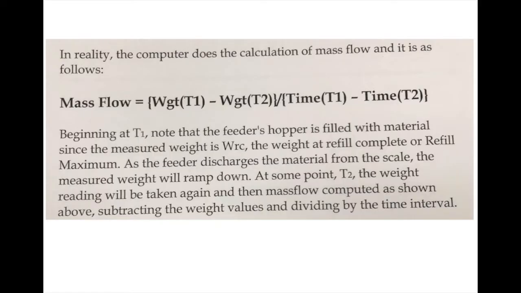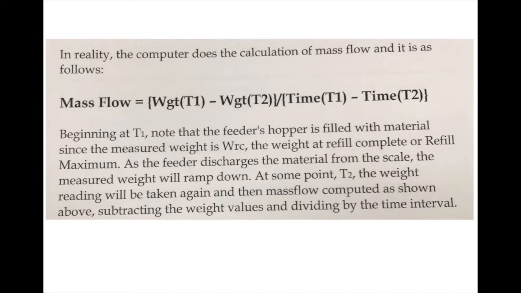In reality, the computer does the calculation of mass flow, and it is as follows. The mass flow is equal to the weight at time 1 minus weight at time 2, divided by the time step, which is your time t1 minus your time t2. So it's your time interval, which in the previous example is 1 second, and the weight difference in the previous example was 0.1 pounds. Beginning at t1, note that the feeder's hopper is filled with material since the measured weight is WRC, the weight at refill complete or refill maximum. As the feeder discharges the material from the scale, the measured weight will ramp down.